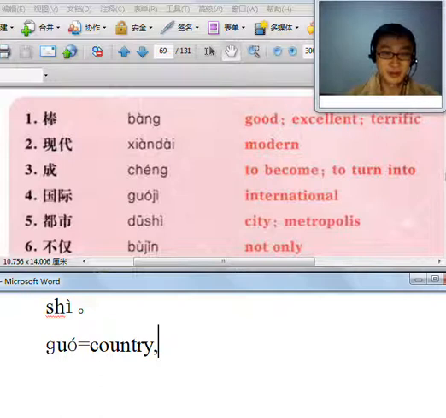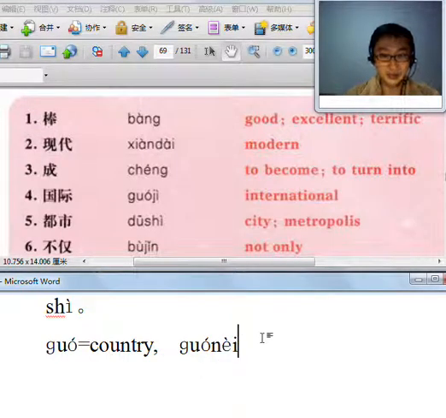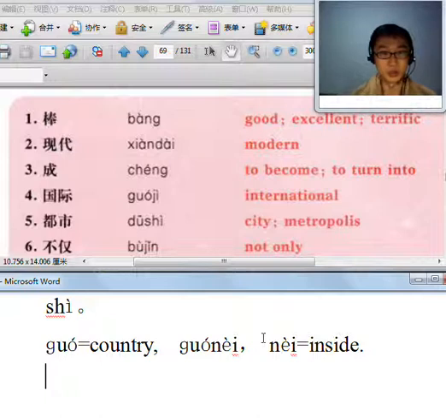International. And if in your country, domestic, right? It's a bit in your country. How do you say? We will say 国内 domestic. And 内 means inside. So 国内 is basically like inside your country, in your country. So 国内.